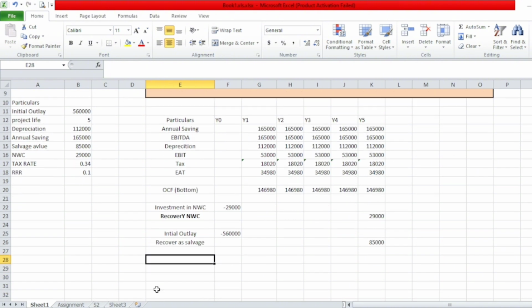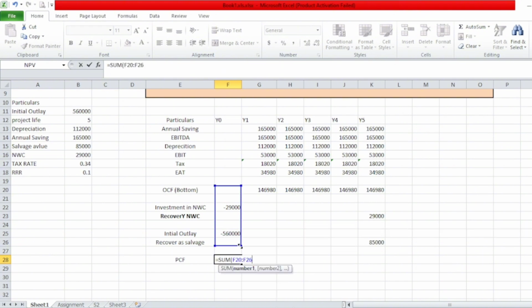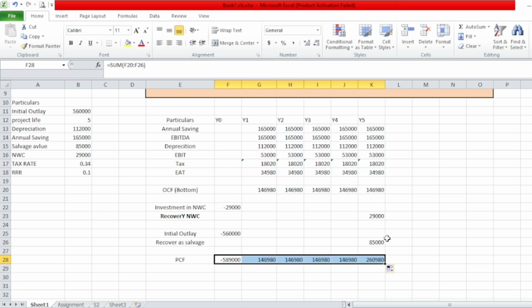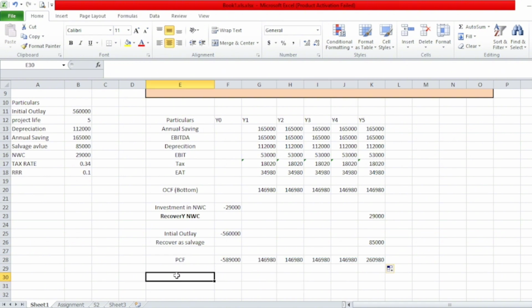Now we will find out the PCF. For PCF, we know the formula: the sum of OCF, net working capital, and the capital expenditure. So sum, bracket, from OCF. Let me simply check this. This is our PCF. Now we can simply find out our most wanted NPV.